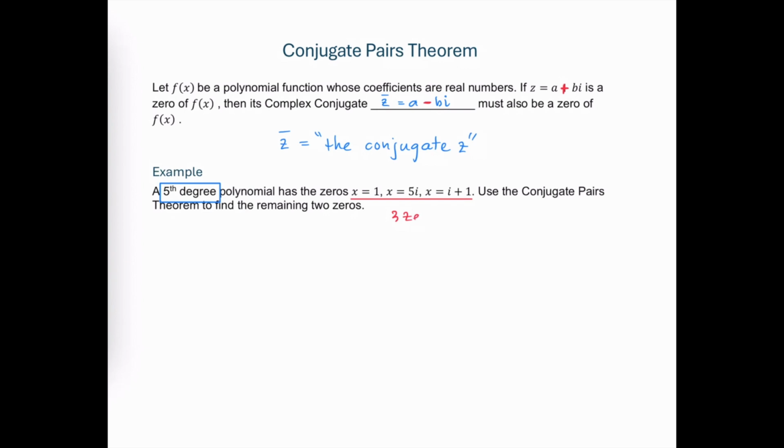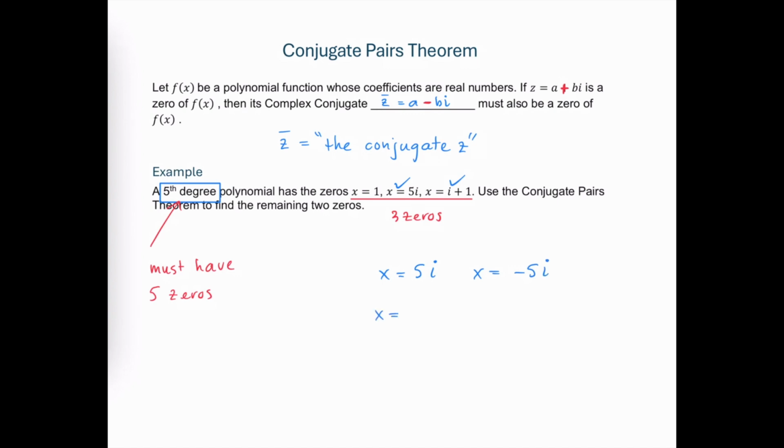Well, this is 3 of the zeros of the polynomial, but we know that a fifth degree polynomial must have 5 zeros. 2 of the given zeros are complex zeros, which means that their complex conjugates must also be zeros. So if we have x equal to 5i as one of the zeros, then its complex conjugate, negative 5i, must also be a zero.